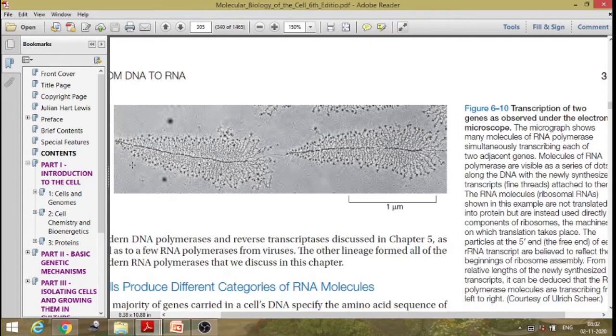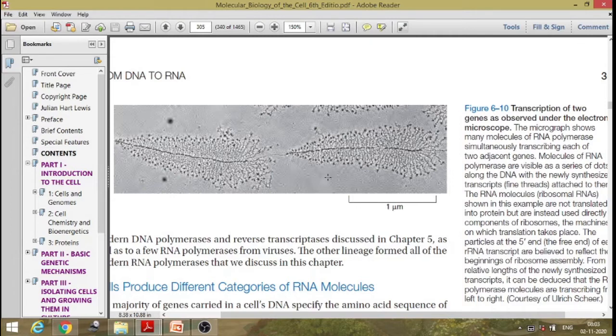So here you can see that this is one gene and this is another gene, and there are dots on the genes, and these dots have fine threads attached to them. Okay, so these dots are RNA polymerase molecules moving on the gene, and these threads are the RNA transcripts. Okay, so you can see that simultaneously number of RNA polymerase molecules are bound to the gene and carrying out the transcription process.